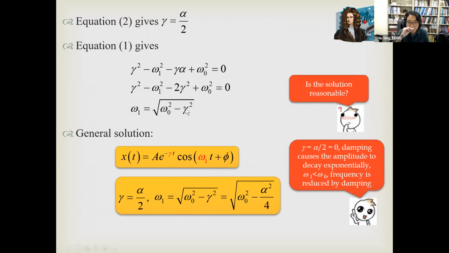Okay. Now, so I found the solution of this form. And I have gamma given by alpha over 2. Omega 1 is the square root of omega naught square minus gamma square, and in terms of alpha it is given by this. Okay.